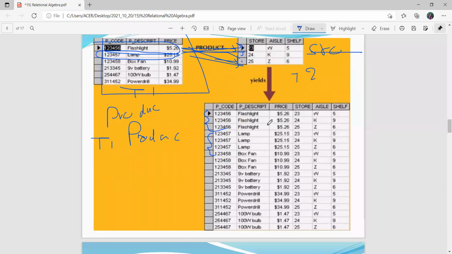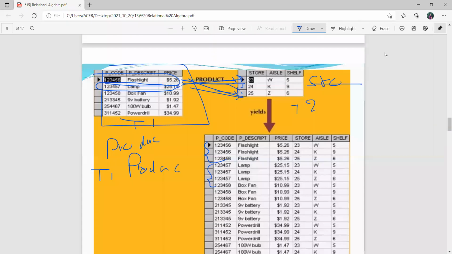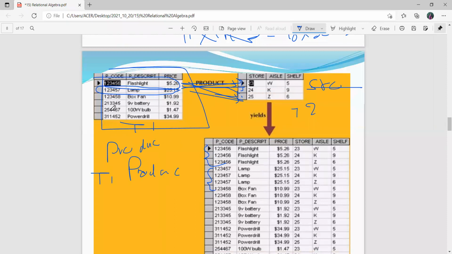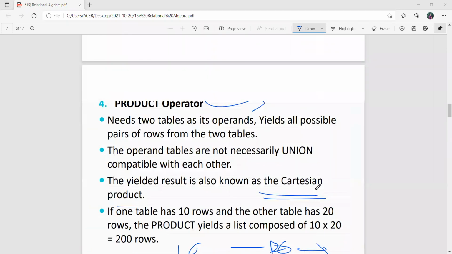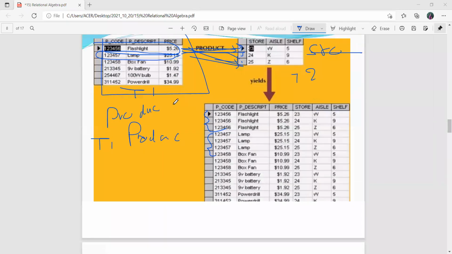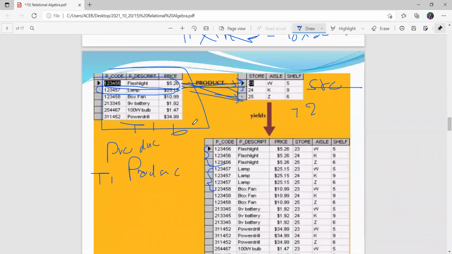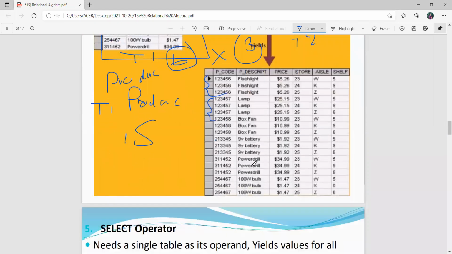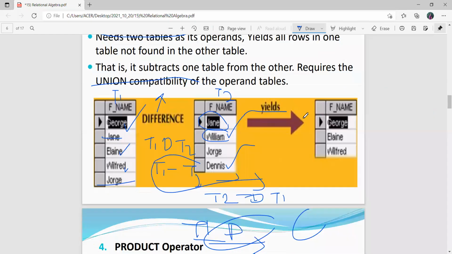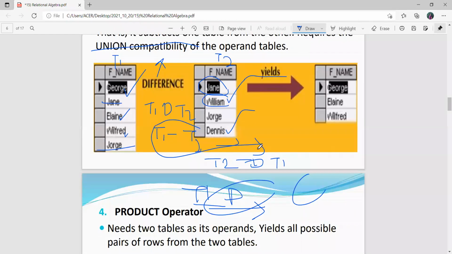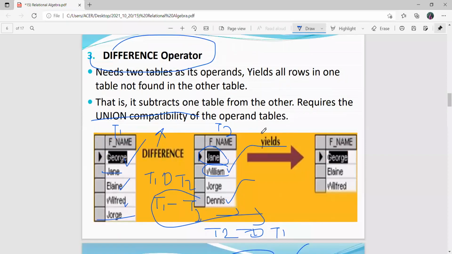At that time, how many records will it provide? Before that, how many records are in this table? 6. And this table? 3. So what is the output? 18. 18 tuples? You can see the 18 tuples. So this is the product table. Someone asked to show the table. You can see.